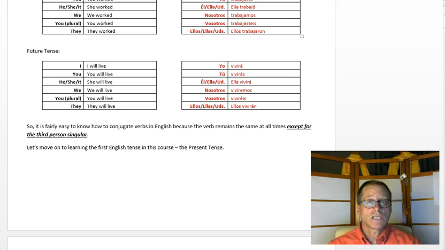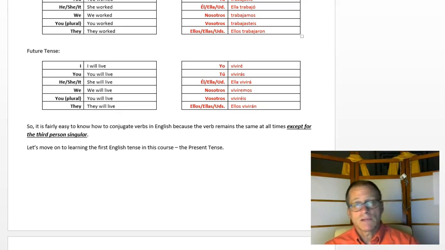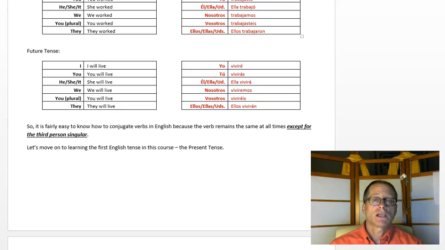In the future tense, it is equally simple. The verb stays the same in each person. So you would say, I will live in Colombia. You will live in Colombia. She will live in Colombia. We will live in Colombia. You all will live in Colombia. And they will live in Colombia.